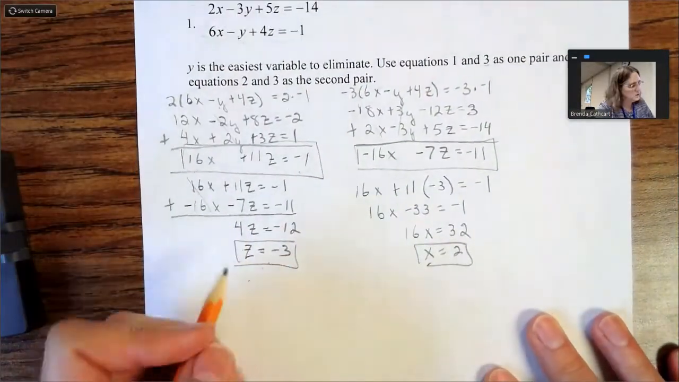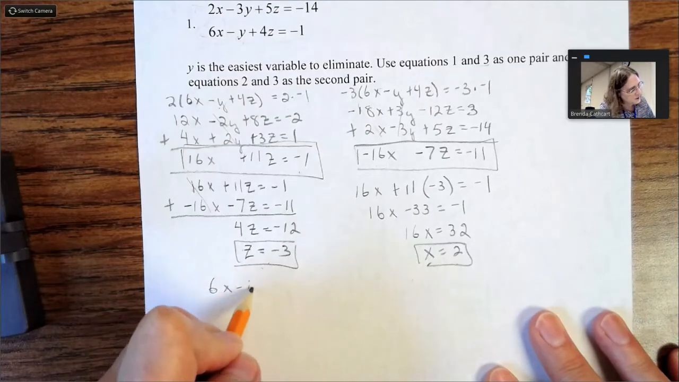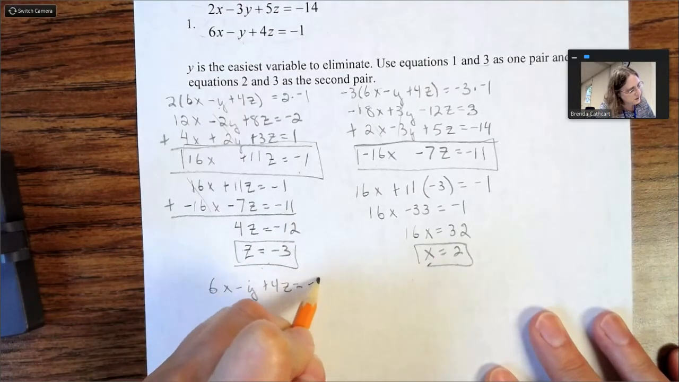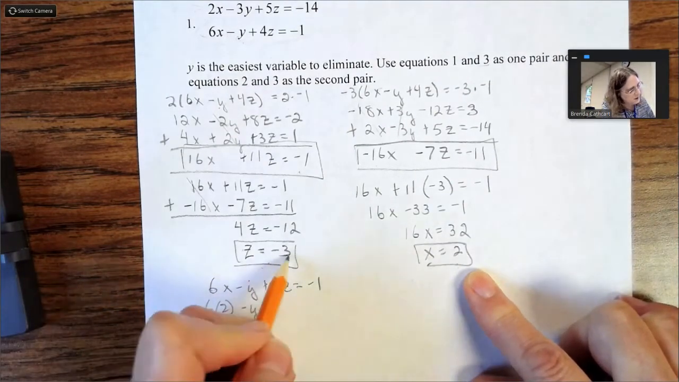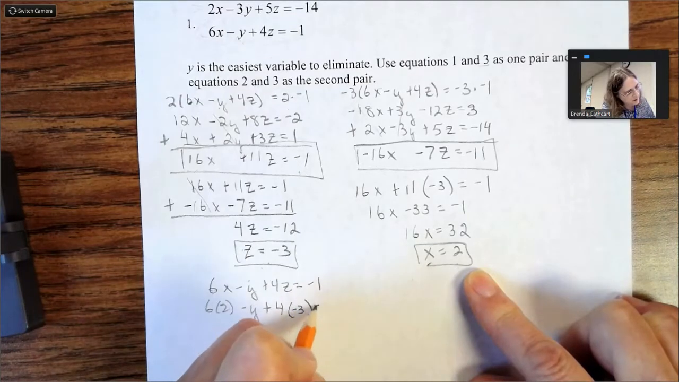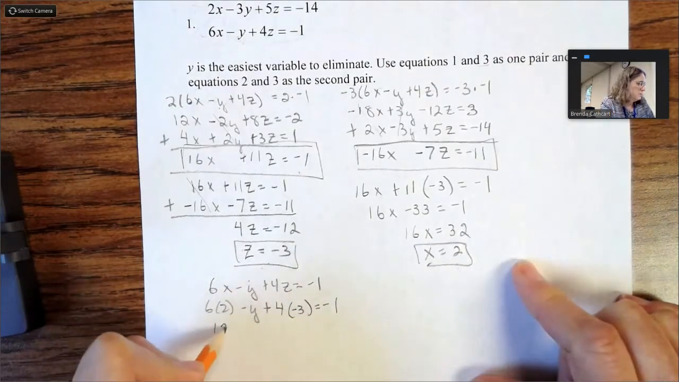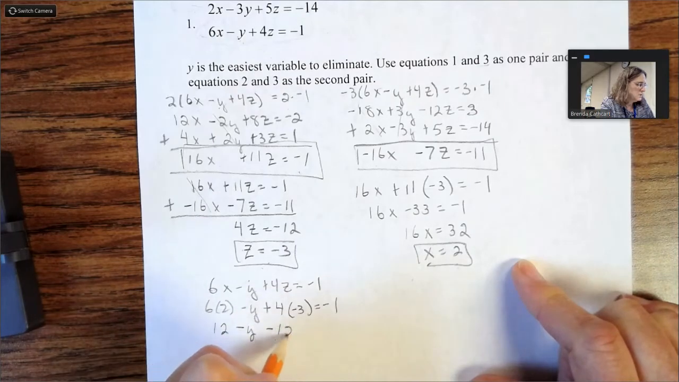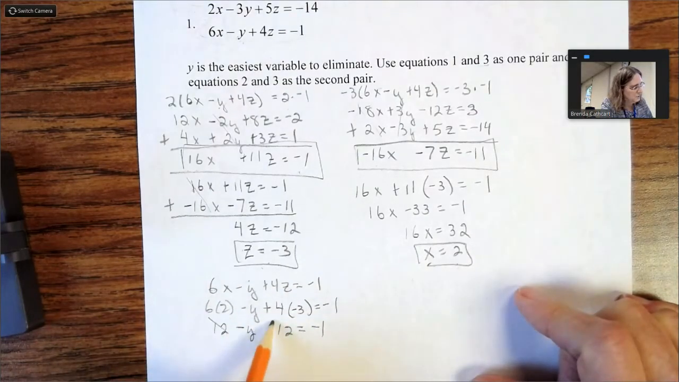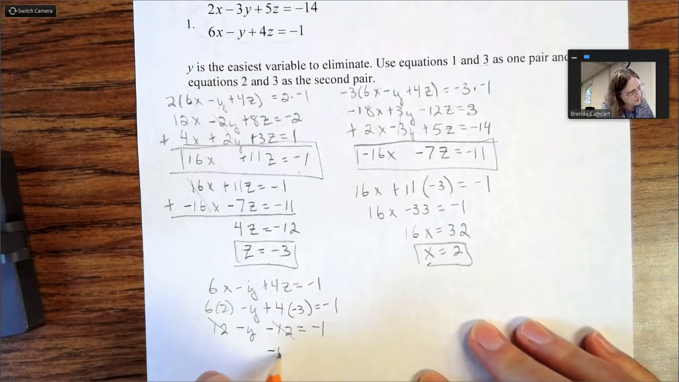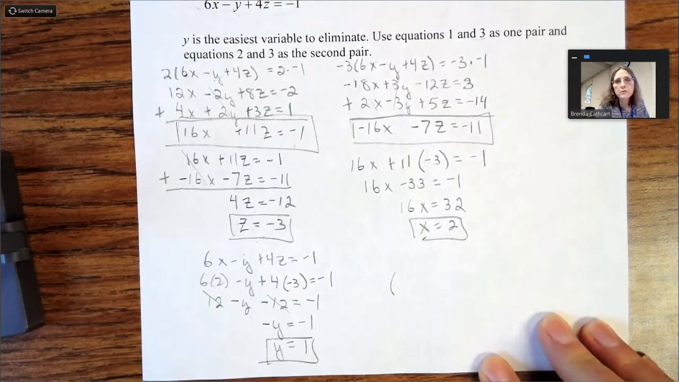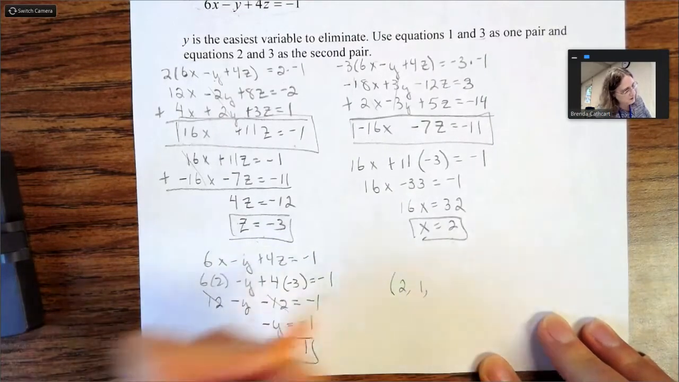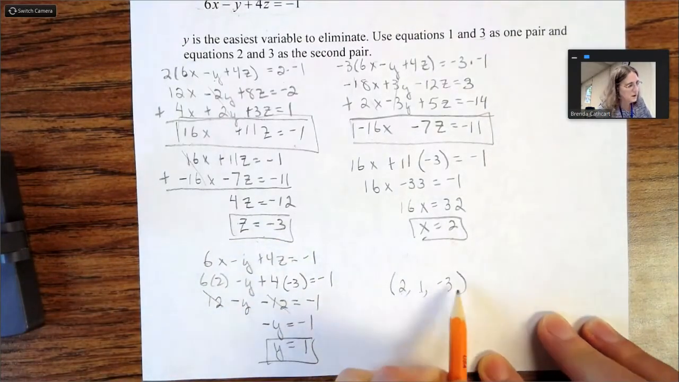So our third equation is 6x minus y plus 4z equals negative 1. I'm going to replace the x with 2, so I have 6 times 2 minus y plus 4 times our z of negative 3 equals negative 1. So I end up with 12 minus y minus 12 equals negative 1. Well, 12 minus 12 is 0, so I end up with negative y equals negative 1. Dividing by negative 1, y is equal to 1. So I end up with the ordered triple 2, 1, negative 3 in order x, y, and z.